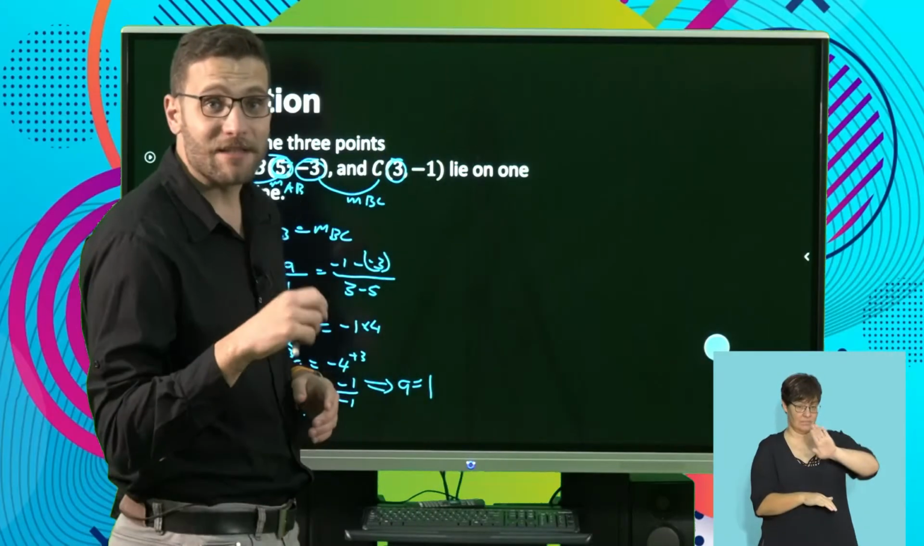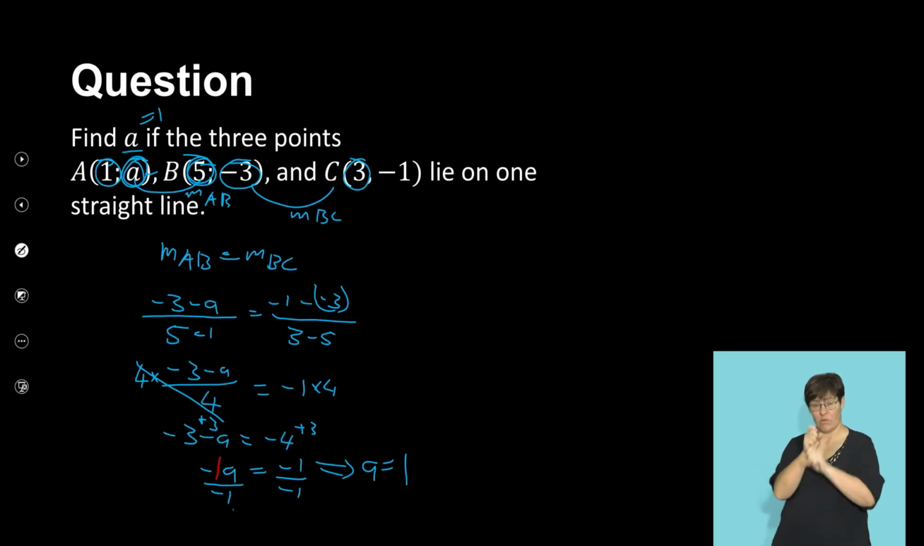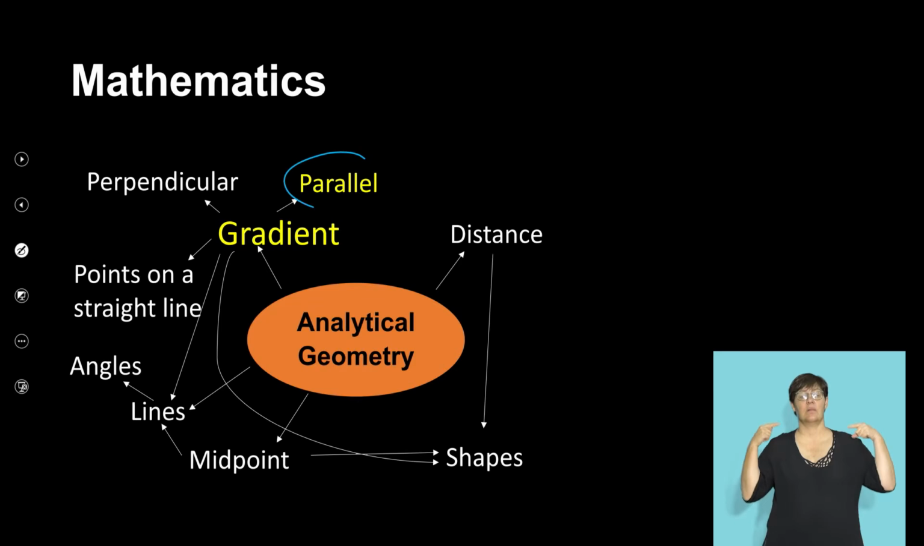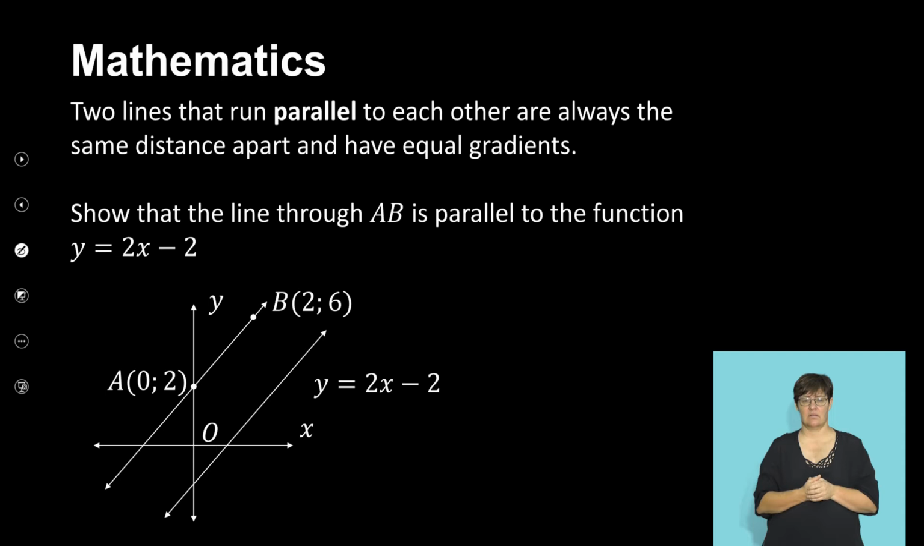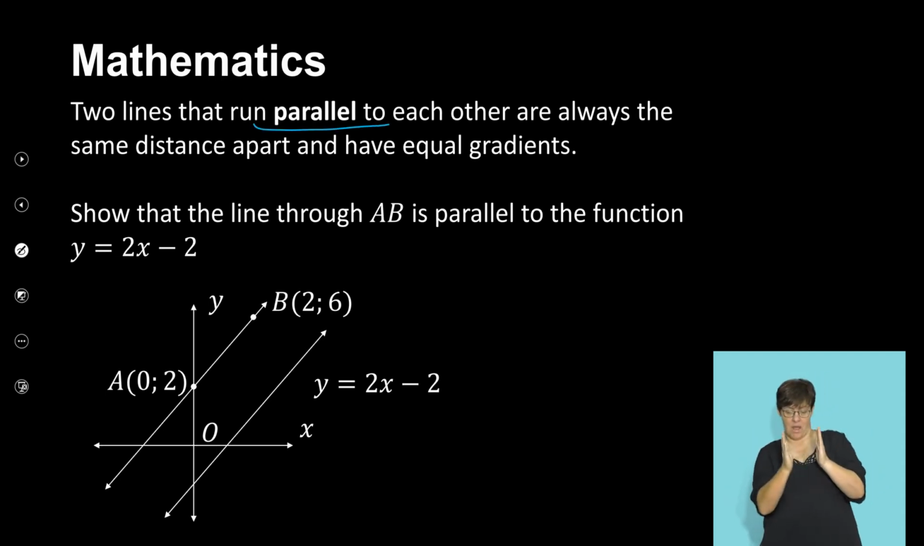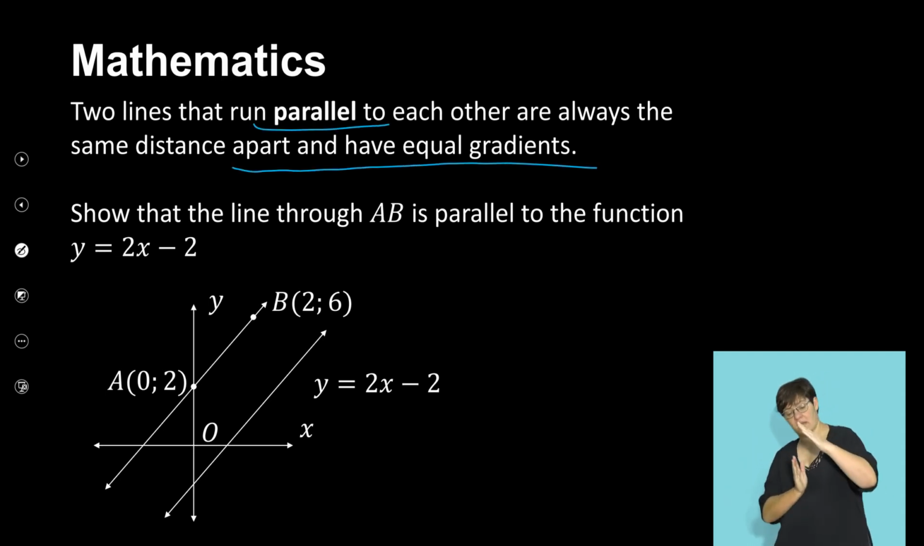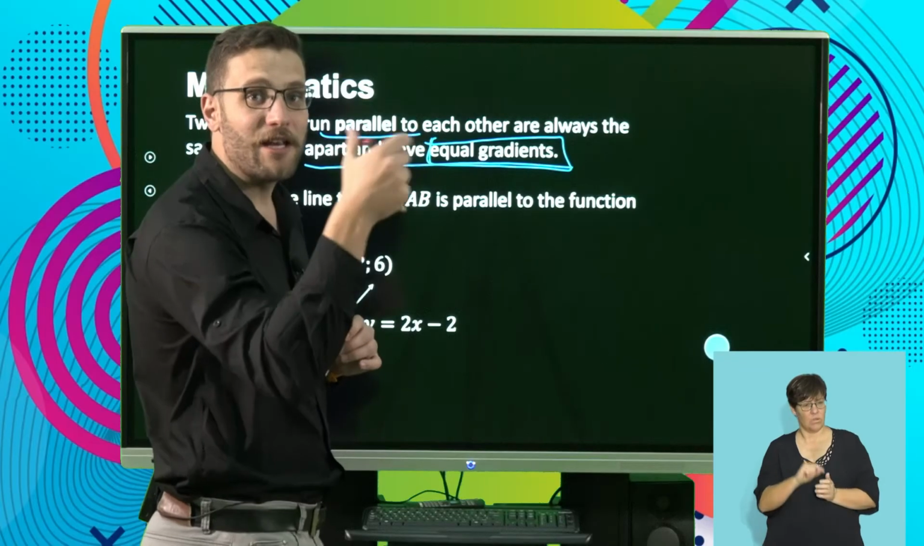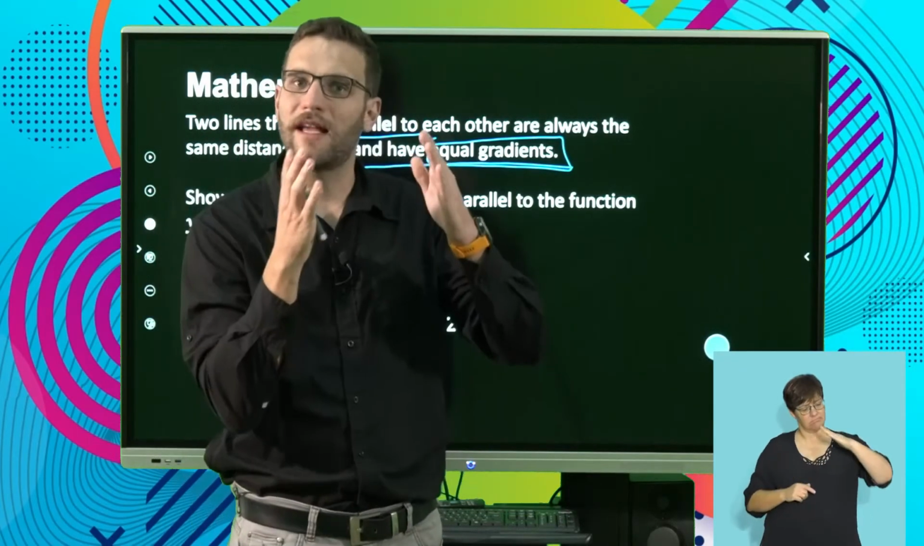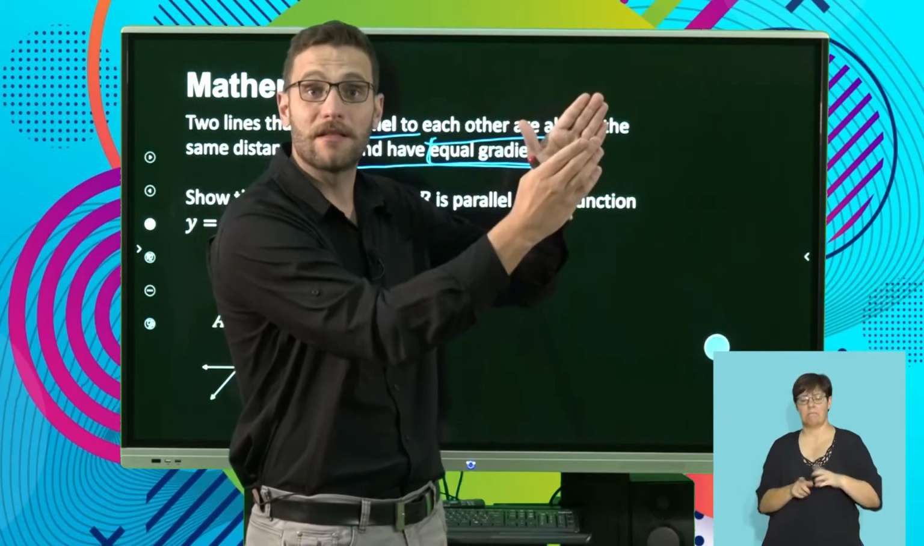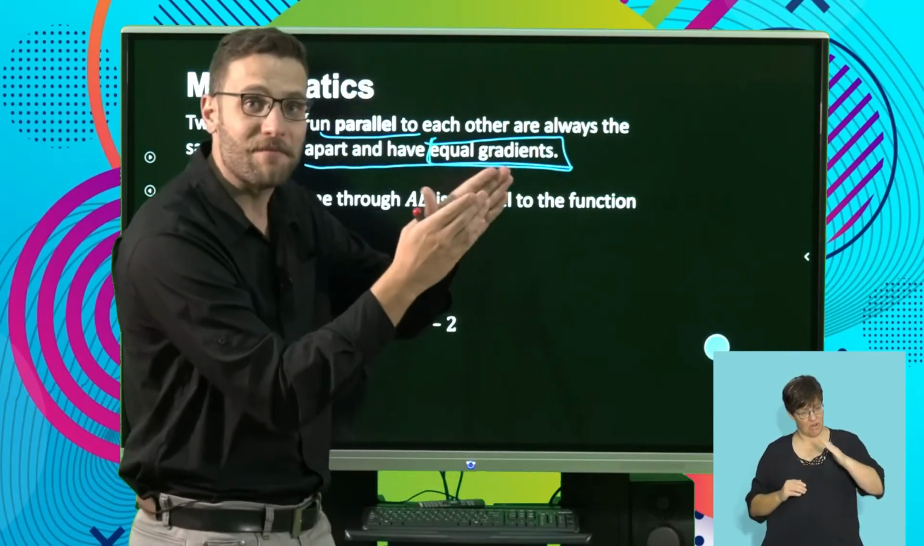The second aspect of gradient that we're going to be looking at is parallel lines. Now, when we look at parallel lines, two lines that run parallel are always going to be the same distance apart and have equal gradients. Now, that is the crucial part. Parallel lines have got equal gradients. Why? Because they're equally steep. They've got the same steepness, and so they're going to have the same gradients.